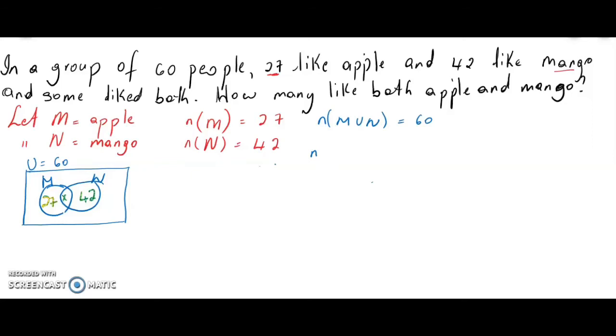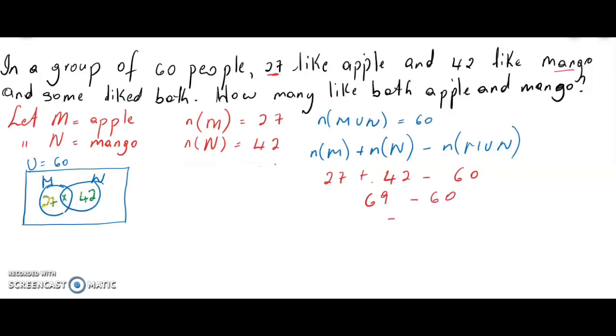If we want to find the answer for the persons who like both apple and mango, we can say the number of elements for M plus the number of elements for N minus the number of elements for M union N. So we're going to highlight those details. Number of elements for M, 27, plus number of elements for N, 42, minus the number of elements for M union N, which is 60. So here we have 27 plus 42, 69 minus 60, and our answer here is equal to 9. So what they're saying to us is that x is equal to 9.